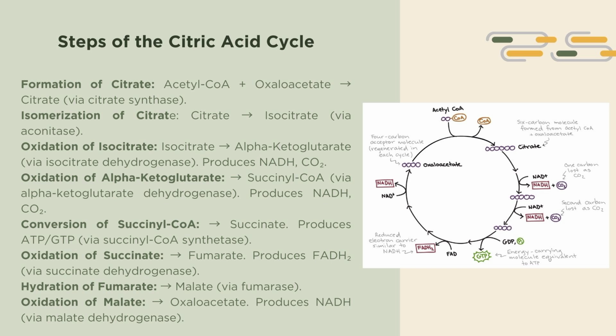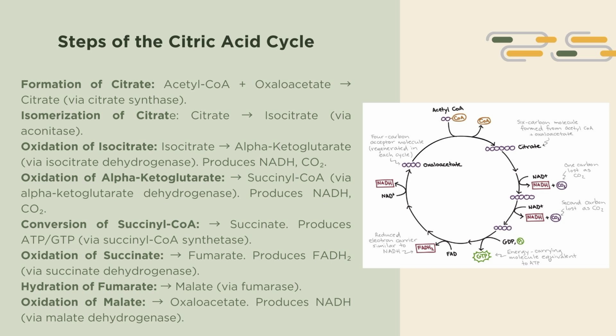Step 4. Oxidation of alpha-ketoglutarate. Alpha-ketoglutarate is decarboxylated to succinyl-CoA producing NADH and CO2 catalyzed by alpha-ketoglutarate dehydrogenase. Step 5. Conversion of succinyl-CoA to succinate. Succinyl-CoA is converted to succinate generating ATP or GTP through substrate level phosphorylation catalyzed by succinyl-CoA synthetase.